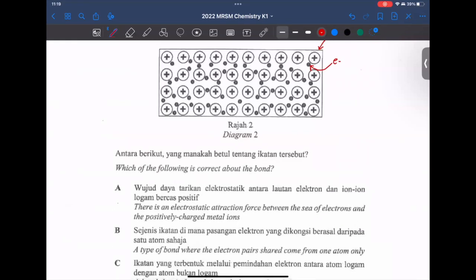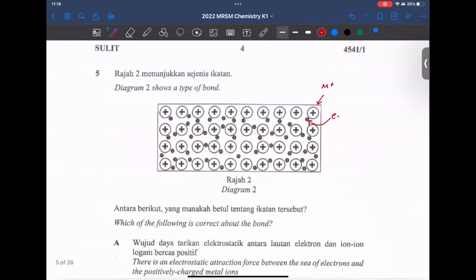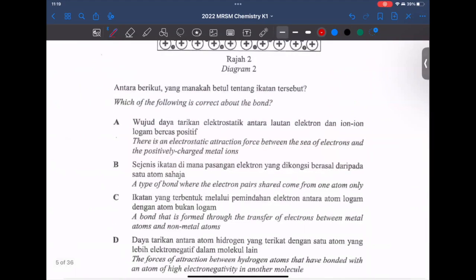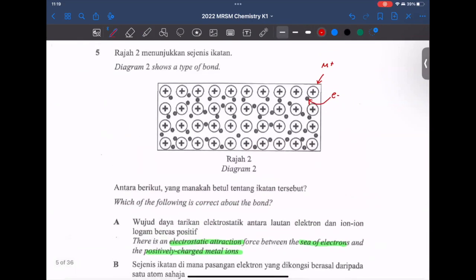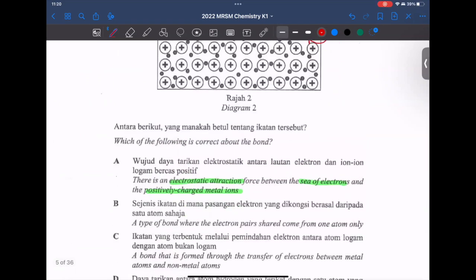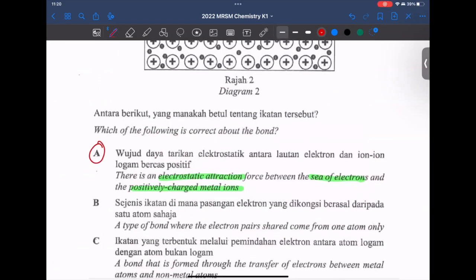I will say for question number 5, it will technically be A, because you see here there's an electrostatic attraction force between the sea of electrons and positively charged metal ions. Based on this, I explained to you that it is actually metallic bonding, right? So A is the one that describes metallic bonding. So the answer is A.